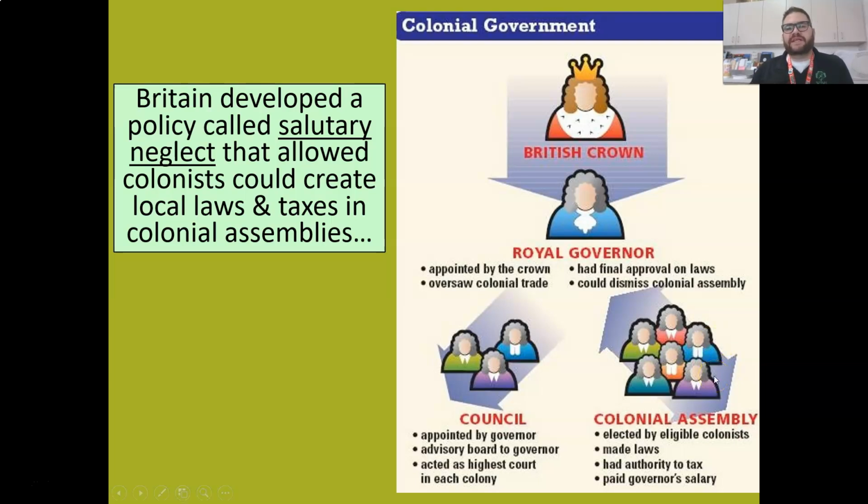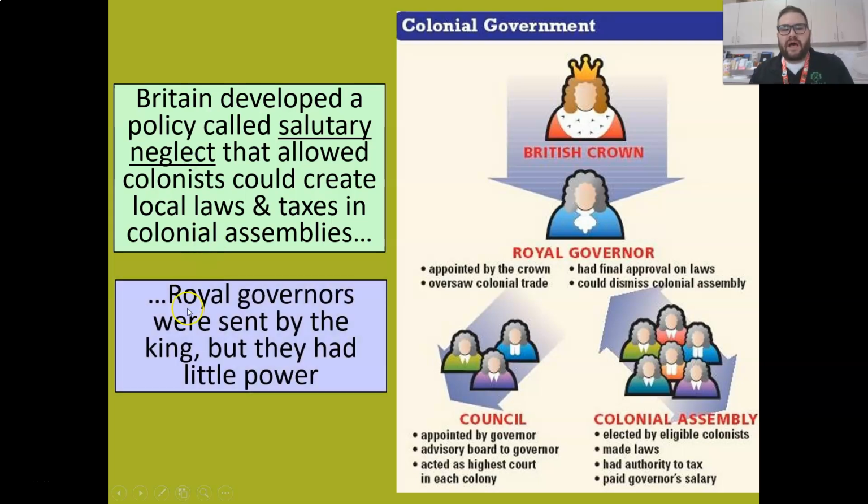This will set the stage for conflict later that we will see that will lead to the American Revolution, when the king starts to impose taxes and more strict laws down to the colonies, where he had previously, during this period, practiced salutary neglect, or basically letting them make the rules as long as they were producing the raw materials. The royal governors were sent over by the king, but they had very little power within the colonies.